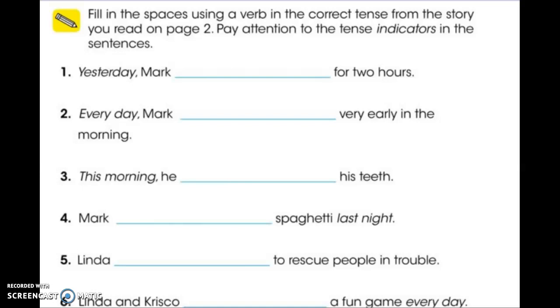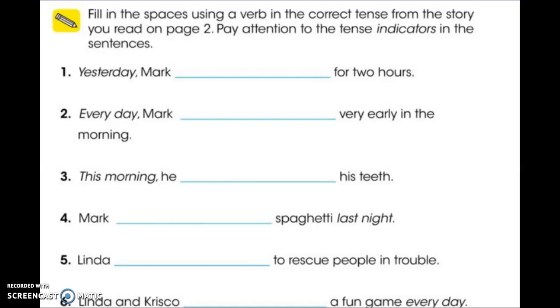Hello again. We are going to work page 4. Let's read the instruction together. Fill in the spaces using a verb in the correct tense from the story you read on page 2. Pay attention to the tense indicators in the sentences.